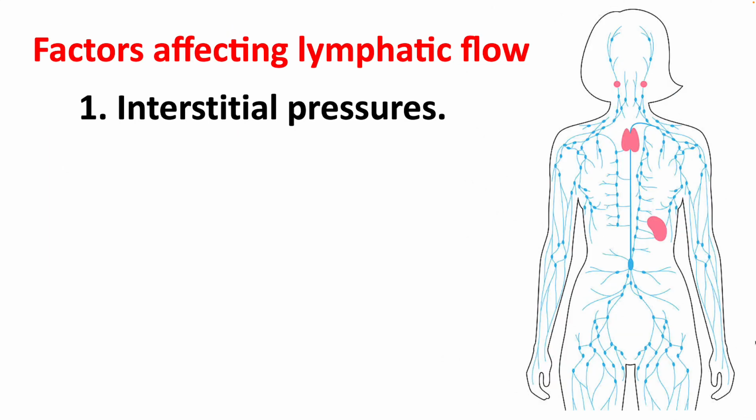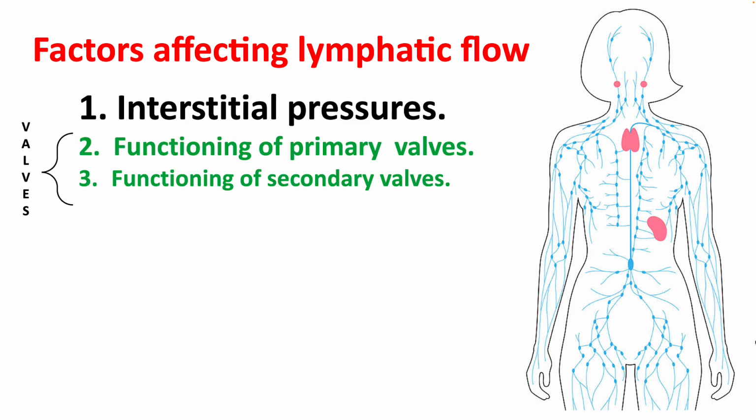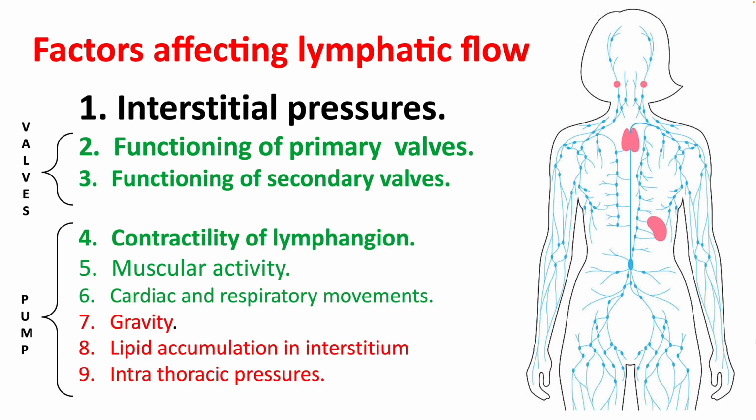So let's look at the factors affecting lymphatic flow. The most important thing is your interstitial pressures. Next, you need to have functioning valves. That means both primary and secondary valves. Next is the efficiency of the pump, and that would be constituted by contractility of your lymphangion, muscular activity, cardiac and respiratory movements, gravity, intrathoracic pressures, and lipid accumulation in the interstitium.